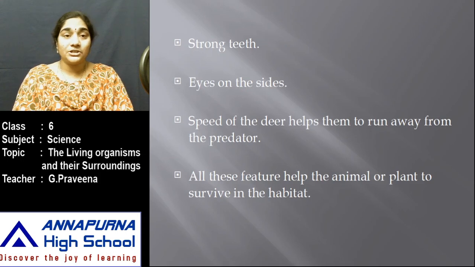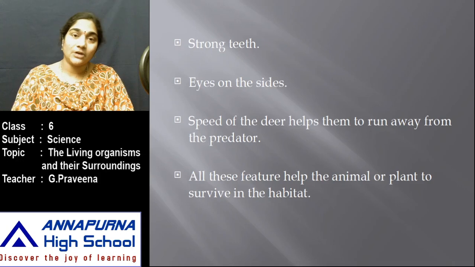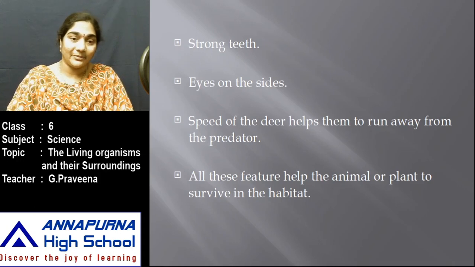And it also possesses long ears, so that it can listen to the movement of the predator, and the speed of the deer helps it to run away from the predator. So all these features help the animal or plant to survive in the habitat. So these are all about the terrestrial habitat.